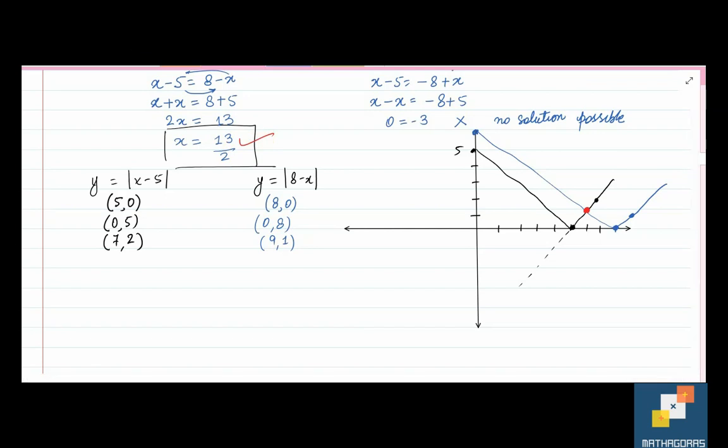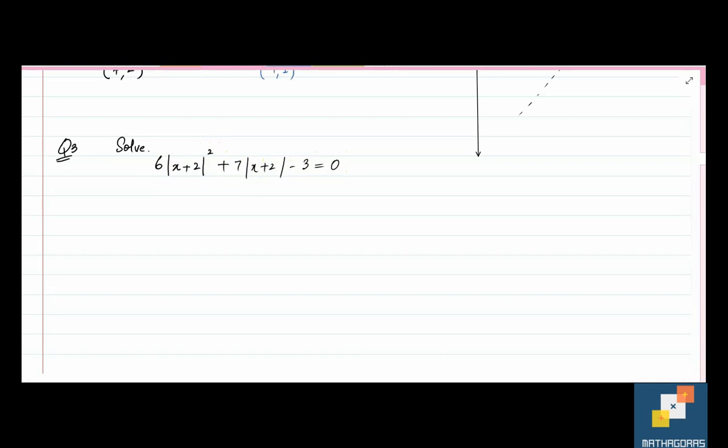And after question number 2, moving on to the next question, question number 3. It says, solve the equation 6 modulus of (x plus 2) square plus 7 modulus of (x plus 2) minus 3 is equal to 0. Now how are you going to solve the modulus function having a square on it? First pause the video and try it by yourself.